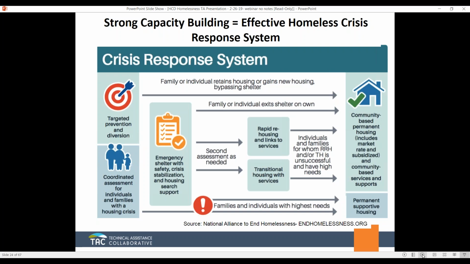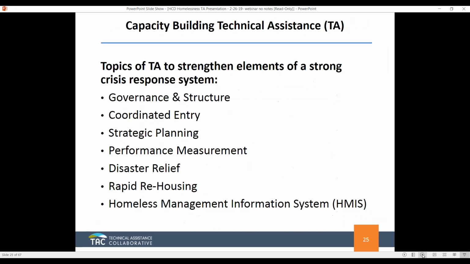So that resource is really looked at for folks who have the highest needs or the most vulnerable families and individuals. Okay, next slide, please.